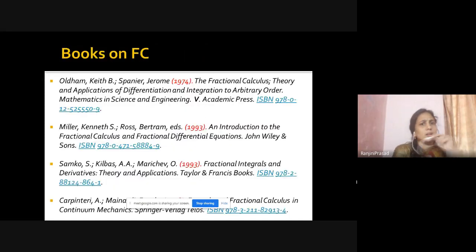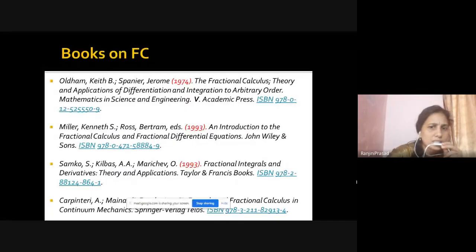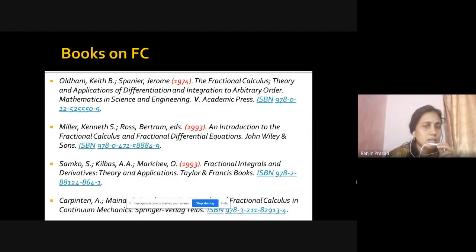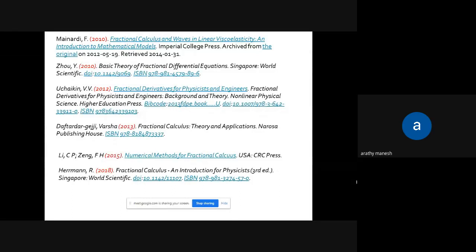Then books. I told you that about 20 books are there, and I have listed some of them. It started from 1974, then 1993. Then we are following Hilfer's book, Podlubny, and one more person, Srivastava. Then Miller and Ross is also a good book. These are the books we are using in fractional calculus. Then in 2010, 12, 13, 15, 18, books are coming out, such as an introduction for physicists. So it is useful for physics also; mathematical physics is coming at the fractional level.